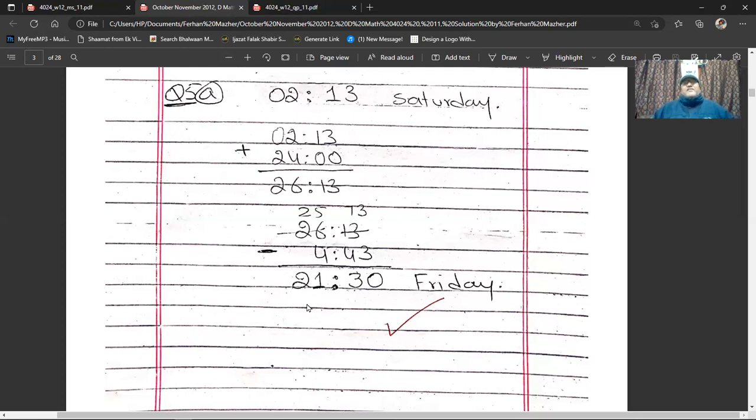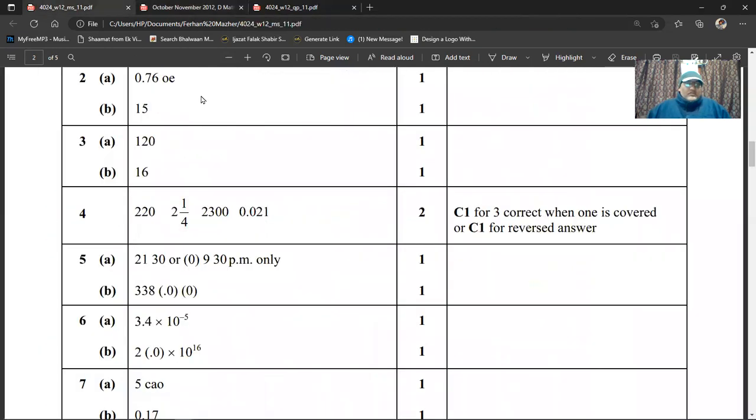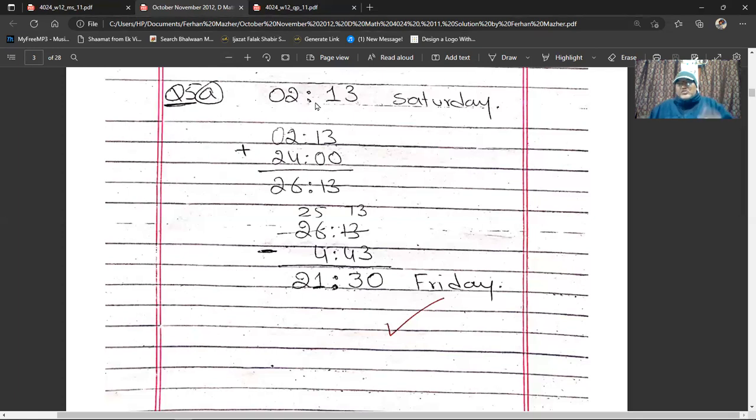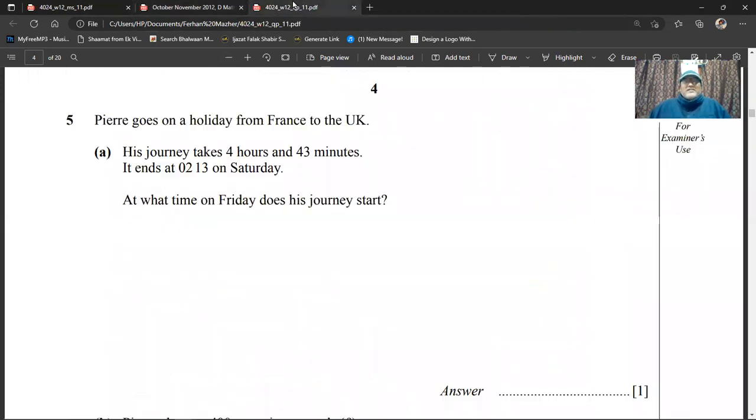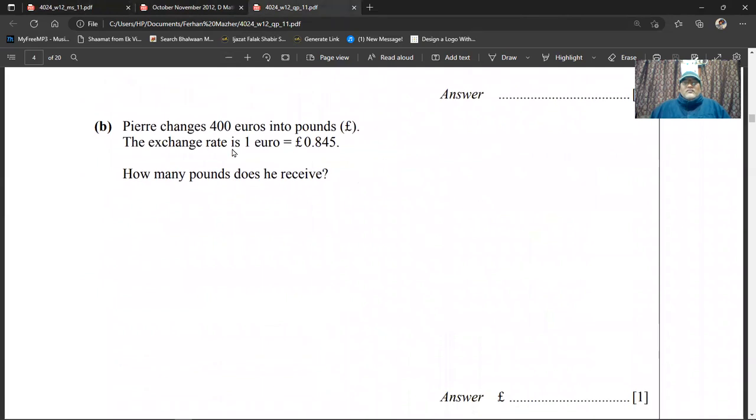So it means that the departure time on the Friday was 21:30. 21:30 is the right answer, sir. This is the solution of question number 5, A part. Question number 5, B part.